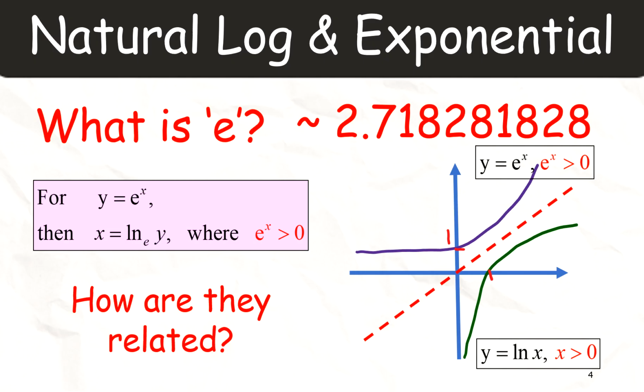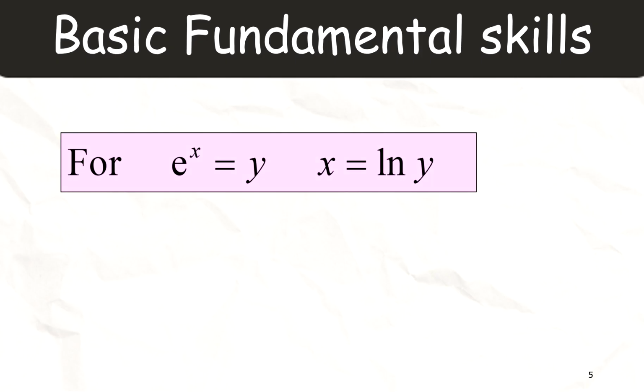Now, one important thing to take note of here is to take a look at your exponential graph. You notice that this exponential graph is always above the x-axis, which means we know that the exponential graph, no matter what, is always positive. It can never be a negative value. This is one important fact that we need to take note of when it comes to solving exponential equations, which I will be going through with you later on. So let's revise some of the basic fundamental skills.